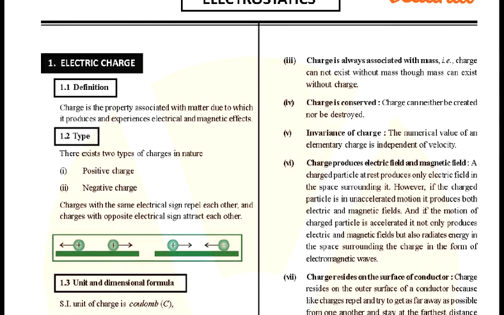My name is Rohan, and today I am going to teach you about the electric charge and its properties.